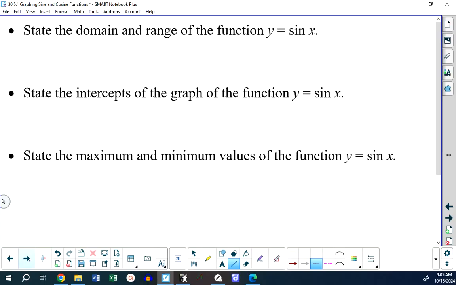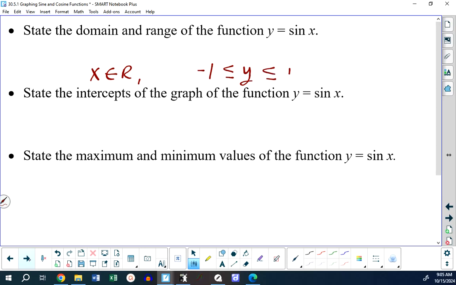Well, what's the domain and range? The domain is x is any real number. The range is negative 1 is less than or equal to y, which is less than or equal to positive 1. And there would be nothing wrong with you writing it as negative 1 is less than or equal to sine of x, which is less than or equal to positive 1. This is just a fancy way of saying the maximum value of sine of x is 1 and the minimum value is negative 1. There's a maximum and a minimum.